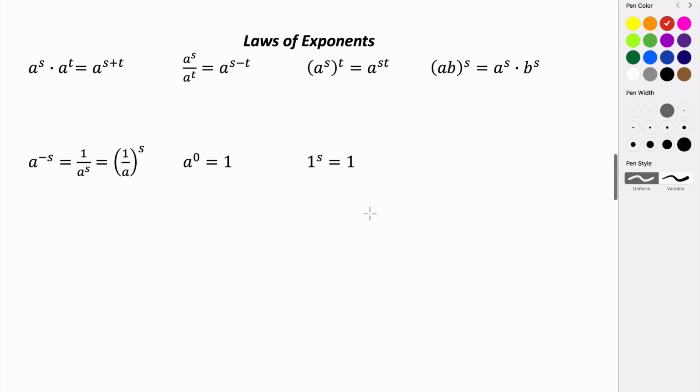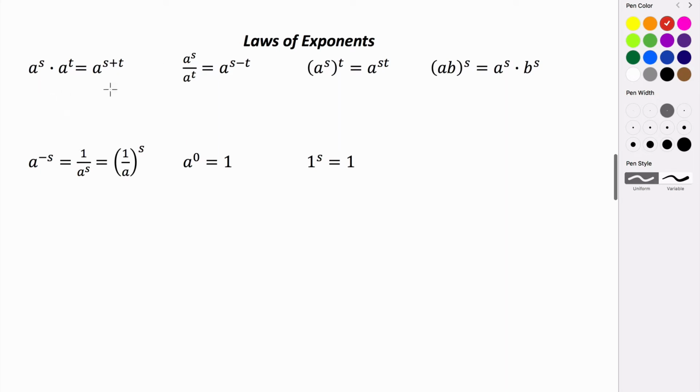In this video, we're going to talk about the laws of exponents. So you've seen the laws of exponents. You were first introduced to at least some of them in Algebra 1, and then you probably saw them again in Algebra 2. And so we're going to revisit them quickly here.